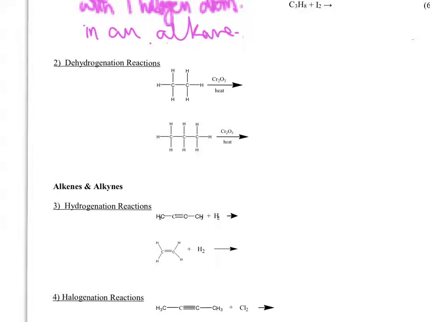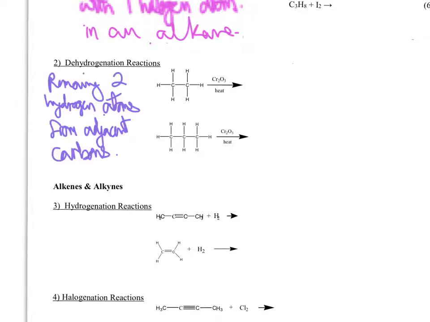And in this case, we are removing 2 hydrogen atoms, one from each, so we're removing a hydrogen atom from 2 adjacent carbons, basically. So we're removing a total of 2 hydrogens, one from each carbon, with the 2 carbons adjacent to each other. Let's write that down. So you're removing 2 hydrogen atoms from adjacent carbons.